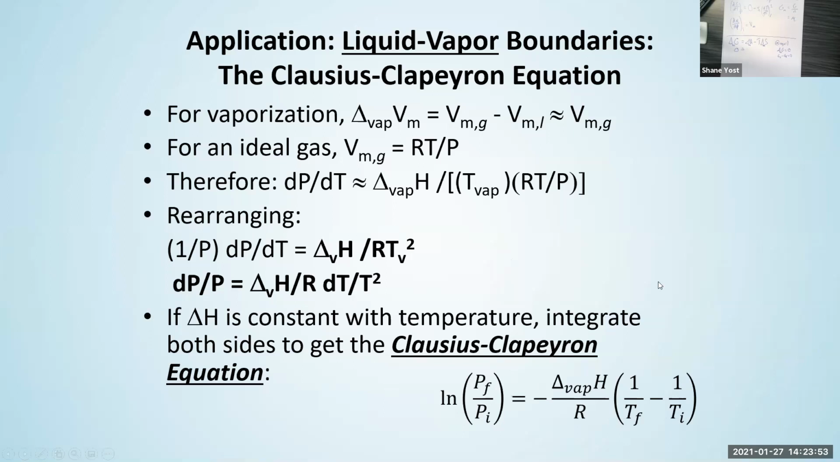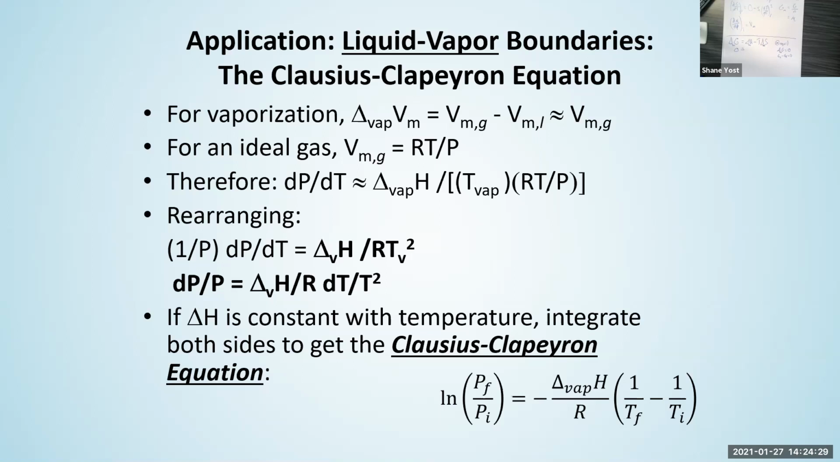if you do it, you'll get this final Clausius-Clapeyron equation. So the natural log of the final pressure over the initial pressure is equal to minus the enthalpy of vaporization divided by R, your ideal gas constant. Now here, the enthalpy of vaporization is often given in, say, kilojoules per mole. So your ideal gas constant here that you want to use is the 8.314 joules per Kelvin mole version, not the 0.08206 liters atmosphere version.